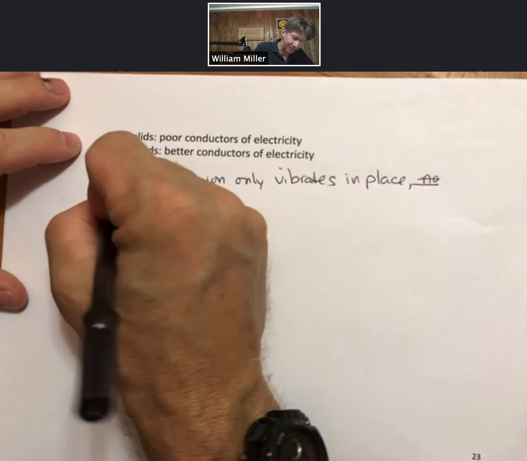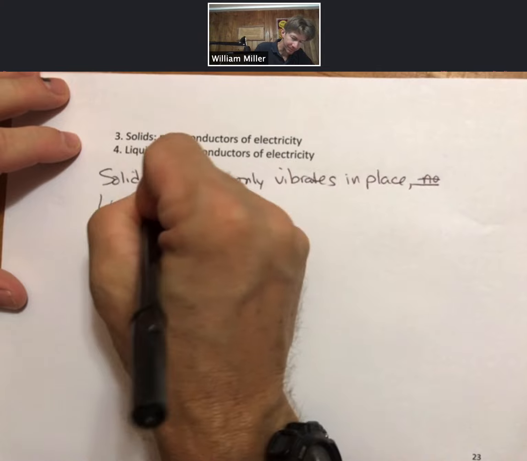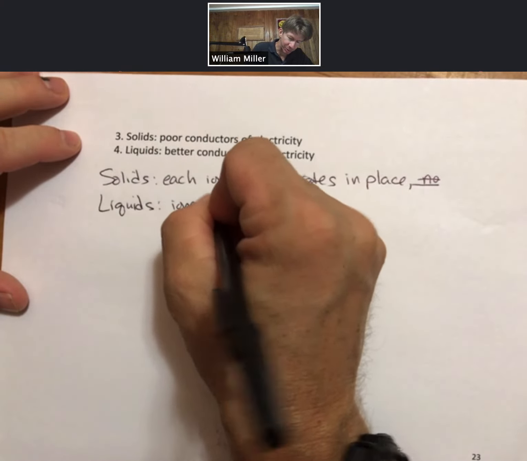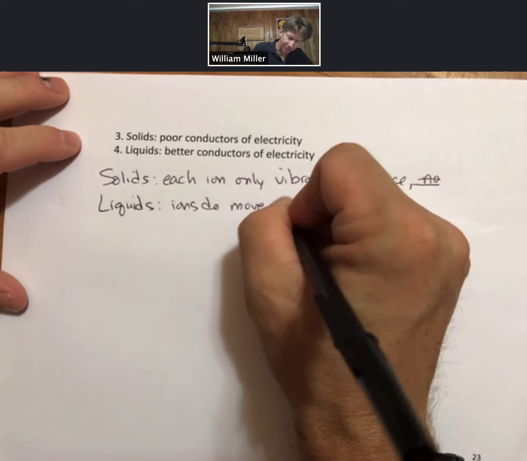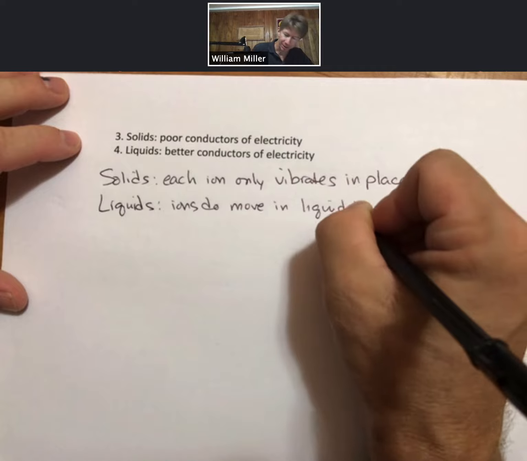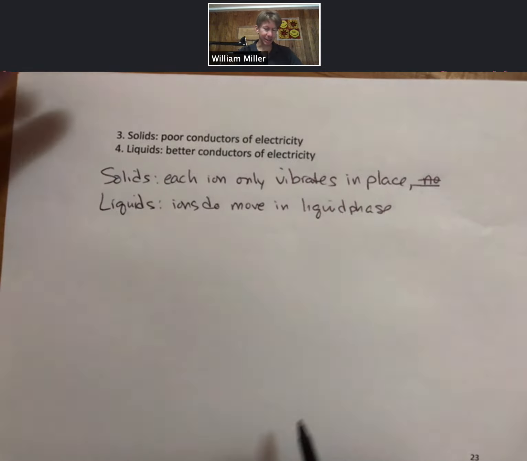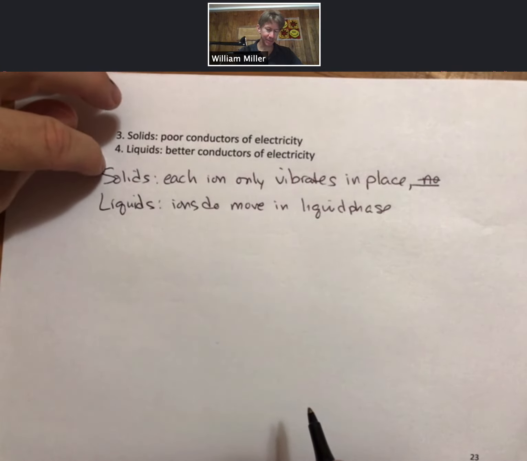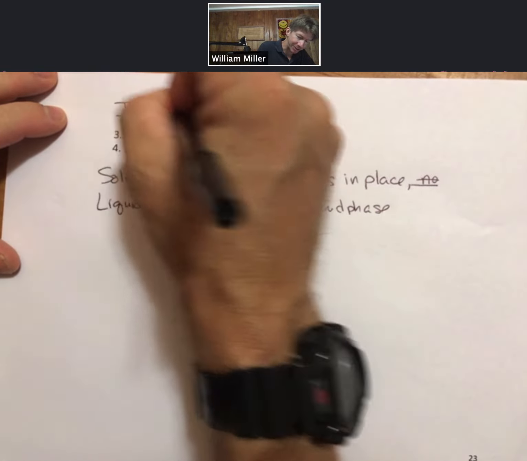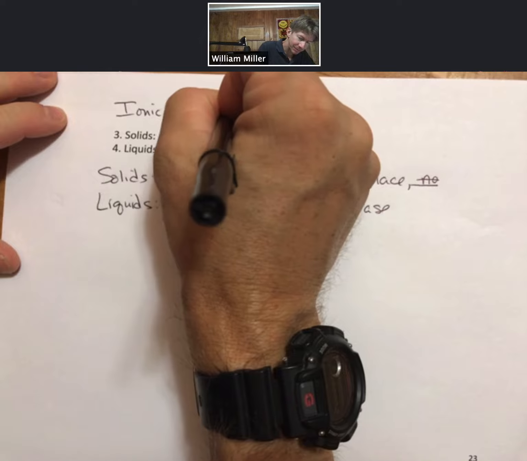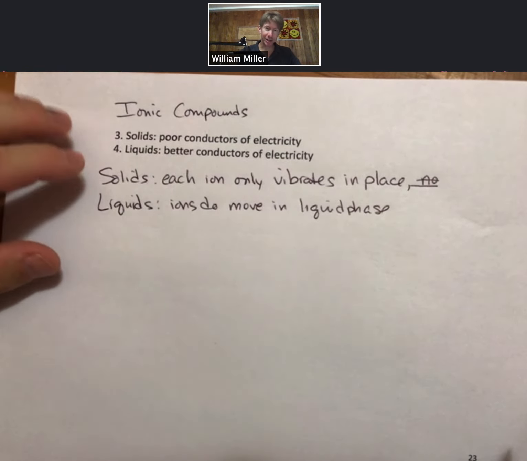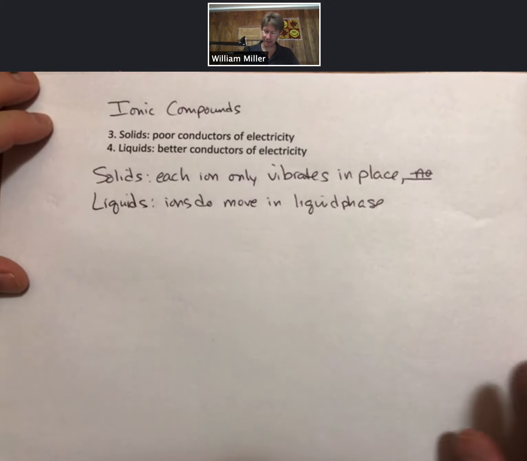Liquids, on the other hand, the ions do move in the liquid phase. So that's why solids are poor conductors of electricity, and again, we're only talking about ionic compounds here. That's the section. Liquids are better conductors of electricity, but still not very good.